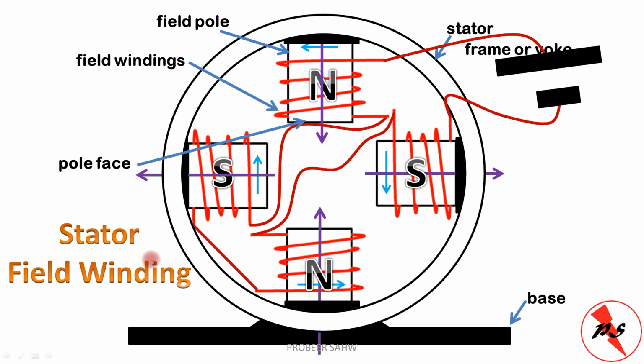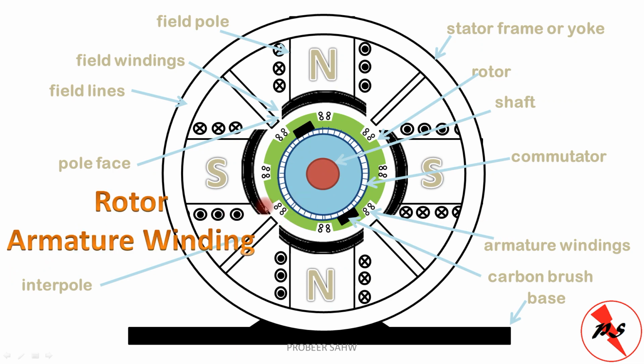The field windings are always on the stator. In DC machines, the field windings are on the stator. You can see these field poles are part of the stator. So these field windings are on the stator. This is a very important question that is asked to students most of the time in exams as well as in viva. In DC machines, the stator has the field winding and the armature winding is on the rotor. This is the armature winding, which is definitely on the rotor.